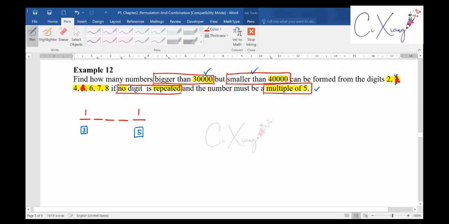Okay, so what do you have now? You still have 2, 4, 6, 7, 8. So you still have 5 numbers here. So that means you can put in the 5 numbers freely at the second digit. So it will be times 5 times 4, then times 3. Because once you put in one number here, you cancel off the number. Then you put in another number at this digit, then you cancel off another number and so on. So when you multiply it, you will get 60.